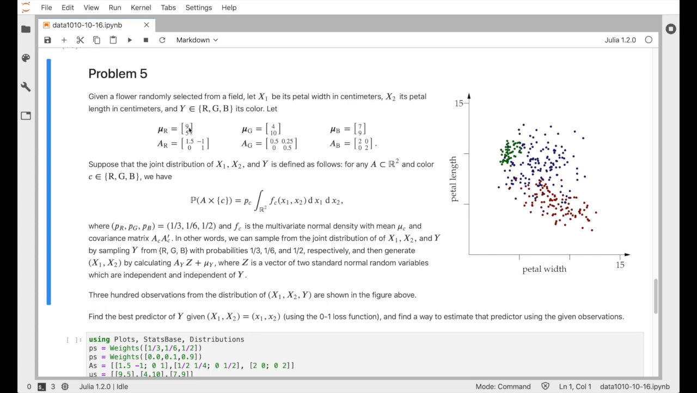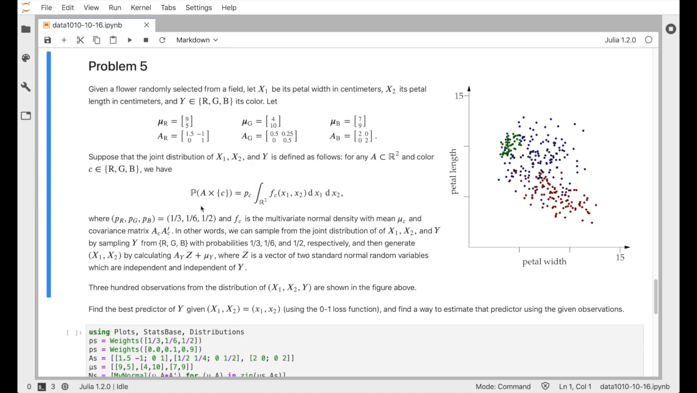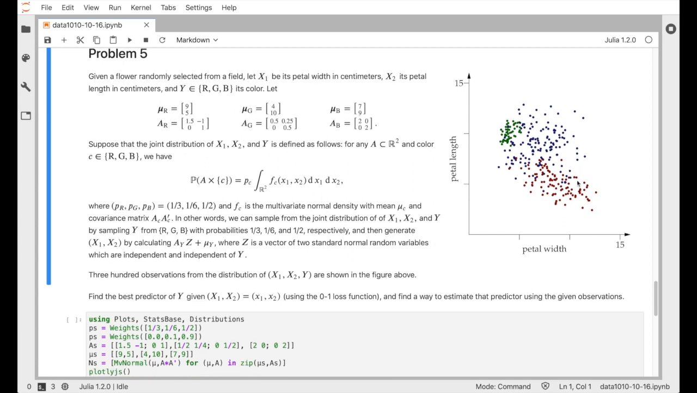So the means here are given by these 3 vectors for the 3 colors, and the covariance matrices are given by taking these 3 matrices, each one, and multiplying it by its transpose. So A_R times A_R transpose is going to be the covariance matrix for the red distribution here. And the reason we set it up this way is it makes it easy to sample. We can just take the mean and add it to A times Z, where Z is a vector of independent standard normals, and that's going to give us a set of observations from the red distribution, and similarly for the other colors.